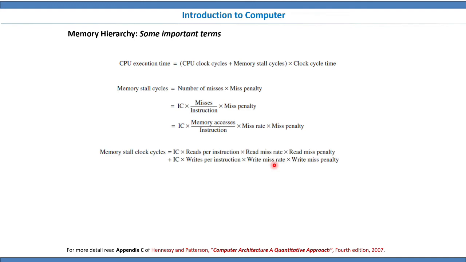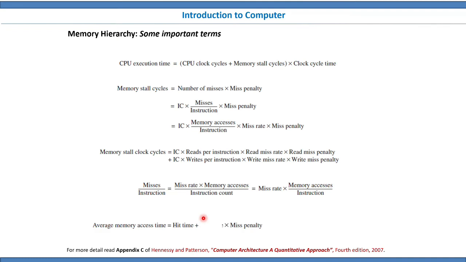Then these are some other formulas. Miss per instruction can also be represented with these formulas. Try to relate these formulas. Maybe here I'll explain this formula. Miss per instruction, how? Miss rate means misses per memory access. This is called miss rate. So misses per memory access times memory access, and then divided by instruction count. So this means miss per instruction. So try to relate all these formulas.